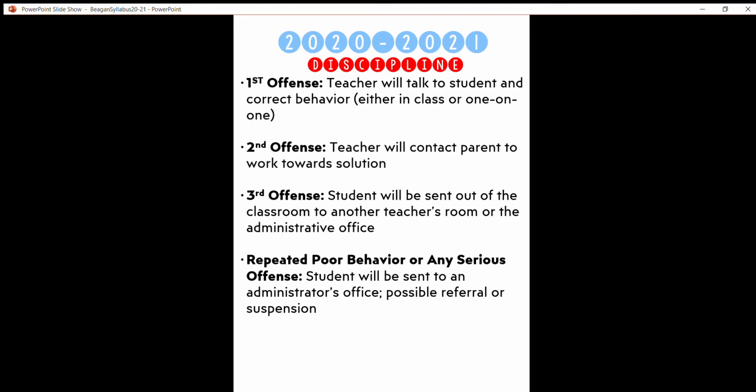My discipline policy sort of goes along with, I think, the general discipline policy of the school. Any minor first offenses like disruptive behavior in class, horseplay, talking back, I will talk to the student, correct the behavior in class, or I might take them aside one-on-one and see what's going on or what we can do to get their behavior back on track. If there's repeated offenses, then I do contact the parent and try to establish a line of communication there so that we can work towards a solution.